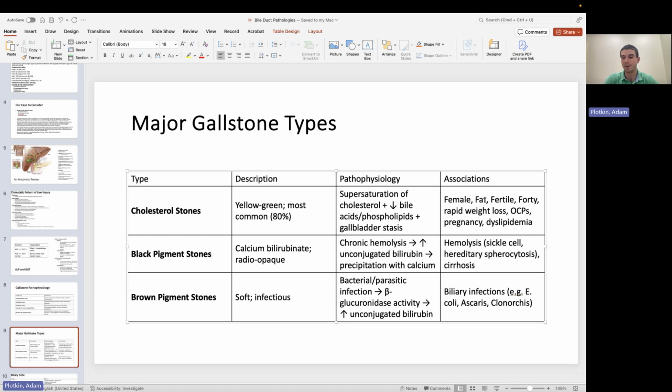We think about our female, fat, fertile, 40, rapid weight loss, OCPs, pregnancy, and dyslipidemia. Look for those in your practice questions. Look for those in your patients in real life.